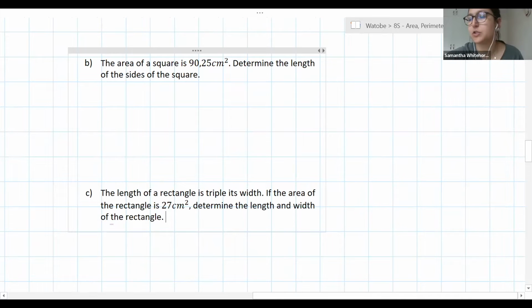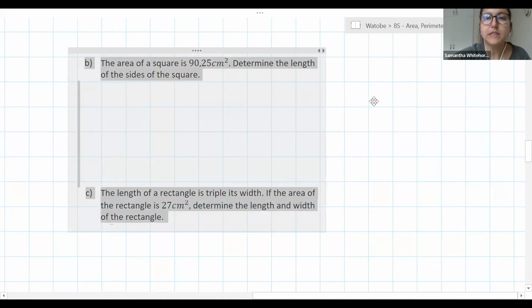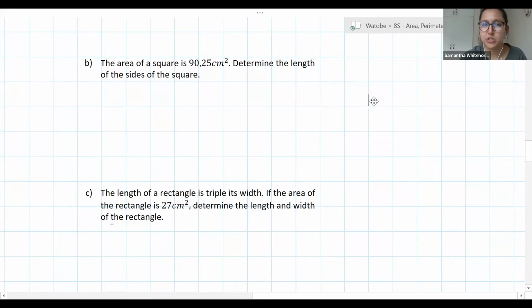Okay, so those are the two questions I want you to try. The area of a square is 90.25 centimeters squared. Determine the lengths of the sides of the square. And then question C is a little bit trickier. The length of a rectangle is triple its width. So the length is 3 times as long as its width, or you can say breadth. If the area of the rectangle is 27 centimeters squared, determine the length and the width of the rectangle.